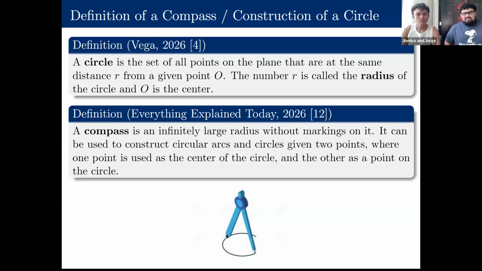And our compass is this figure down below, and we have it defined as an infinitely large radius without markings on it, similar to how we define the straight edge. And it is used to construct circles or arcs given 2 points, where one point is used as the center of the circle and the other point is on the circle.